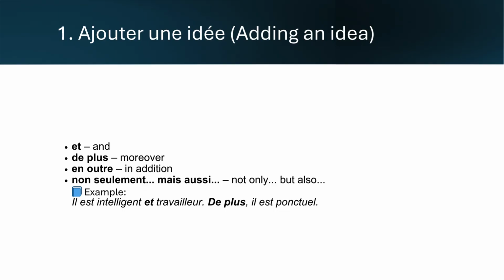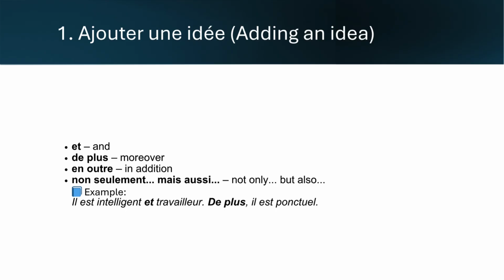In the first part, we're going to learn some vocabulary, connectors that you can use when you want to add an idea, ajouter une idée. The first connector that you can use is et, which means and. Another one is de plus, which means moreover. Or you can use et autre, in addition. Or you can use non seulement mais aussi, not only but also. Maintenant, répétez après moi. Et, de plus, et autre, non seulement mais aussi.